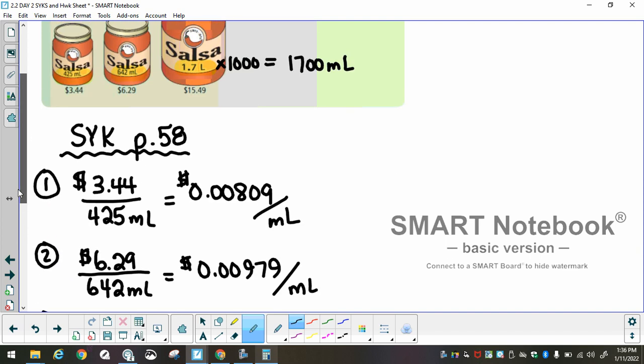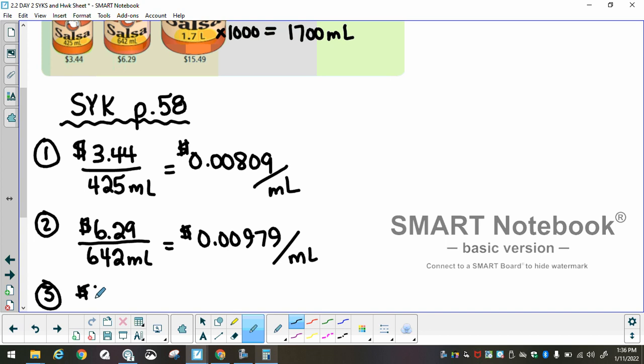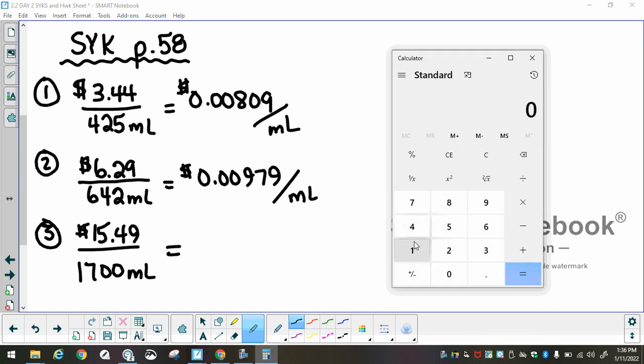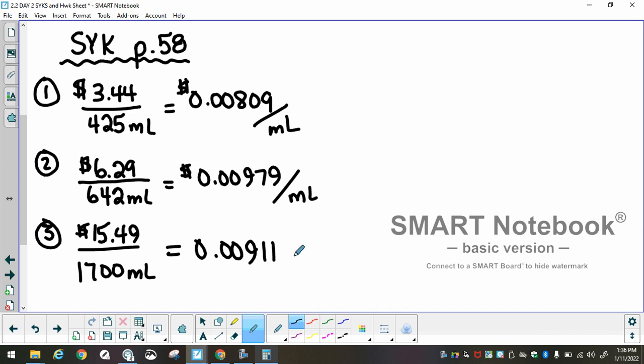And then my third container is $15.49. It's a lot more money, but I'm getting a lot more salsa. I'm getting 1.7 liters of salsa. That's a lot of salsa. It's a lot of tacos. Make sure I use milliliters here though, because I want to compare things that are the same. I don't want one of these to be liters. So 1549 divided by 1700, 0.00911 dollars per milliliter.